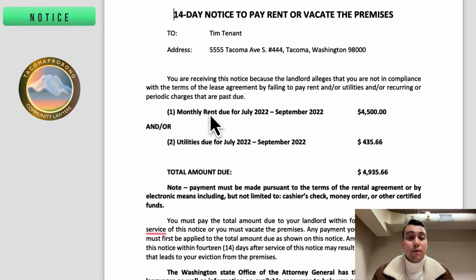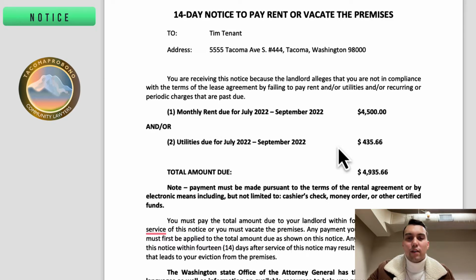Different notices will have different time periods and different requirements. Some notices, so if you receive a notice for waste or nuisance or unlawful activity, you may not have the option of curing that notice and preventing the eviction from going forward. So again, the notice itself is what commences the unlawful detainer action.